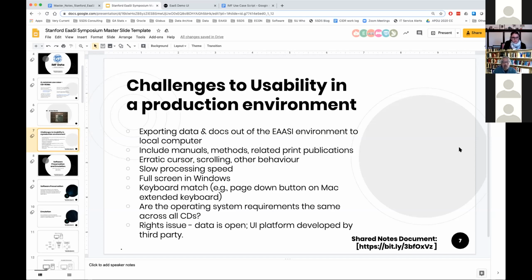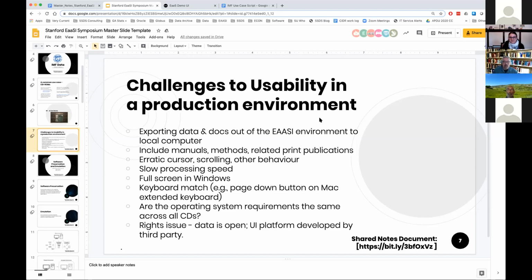The other thing is what Chris had referred to when she kicked off our section: we need to think about other kinds of documentation, whether we might want to include manuals, methods, related print publications. So in a sense, it's trying to curate this whole environment with the object that we want to share in the emulation environment.